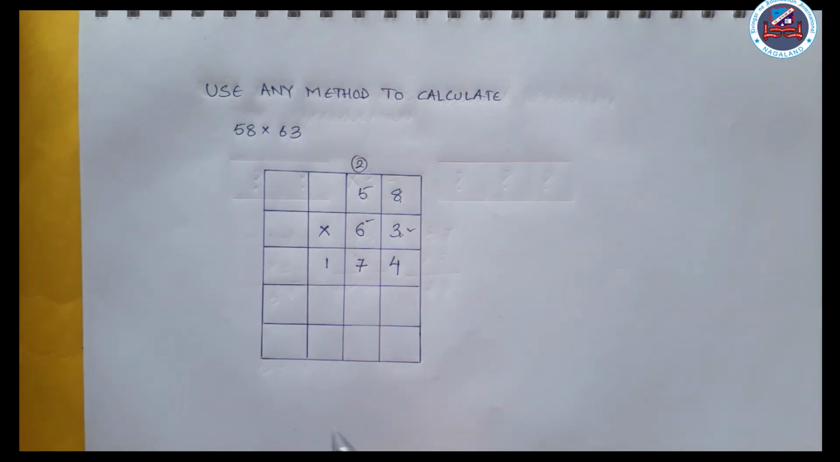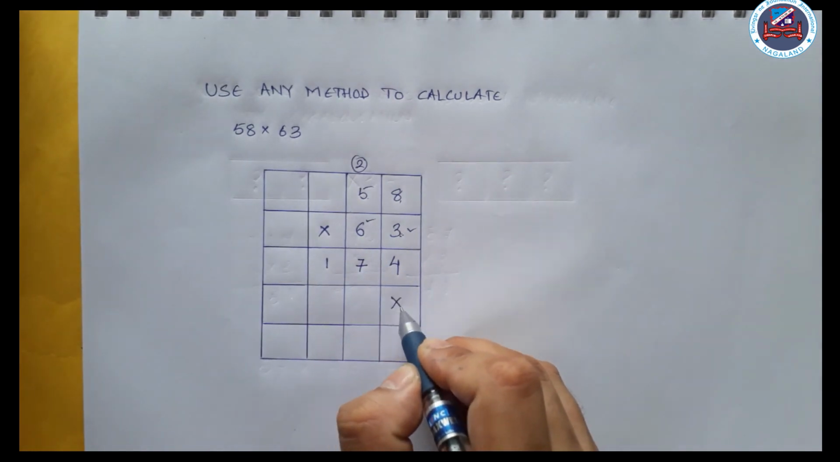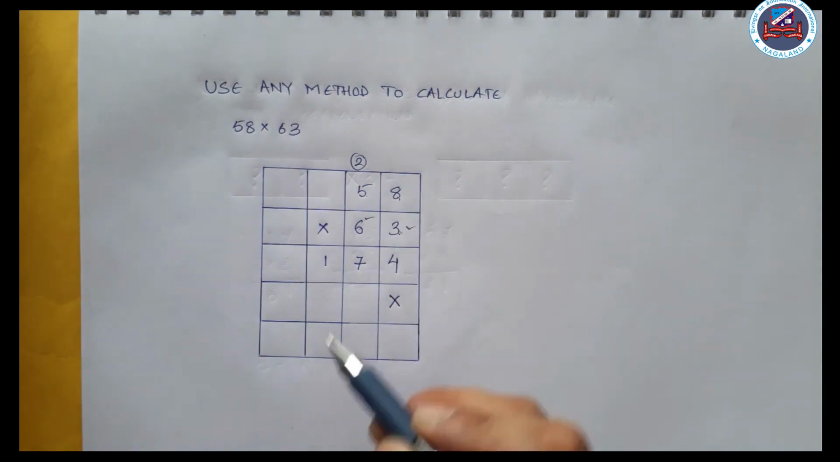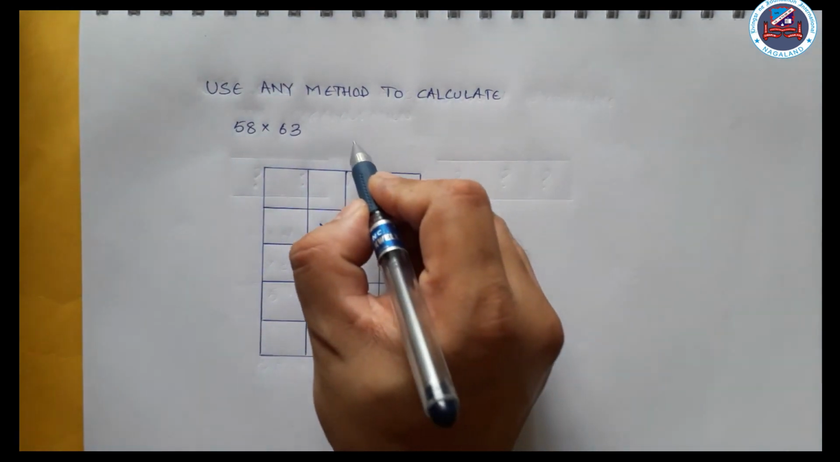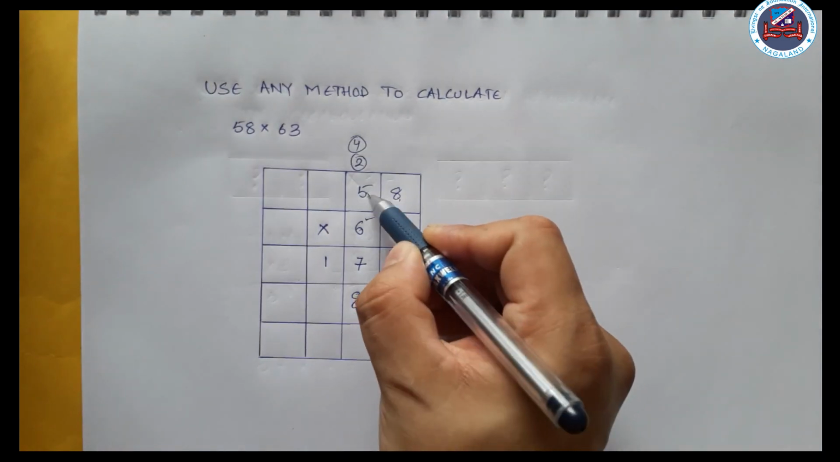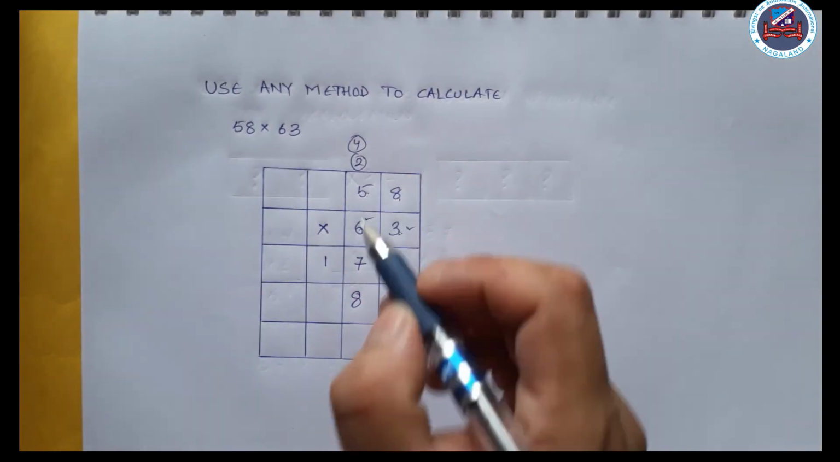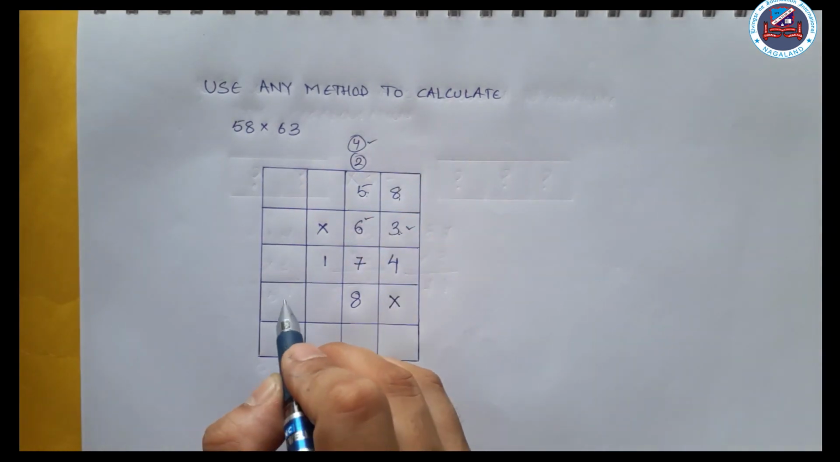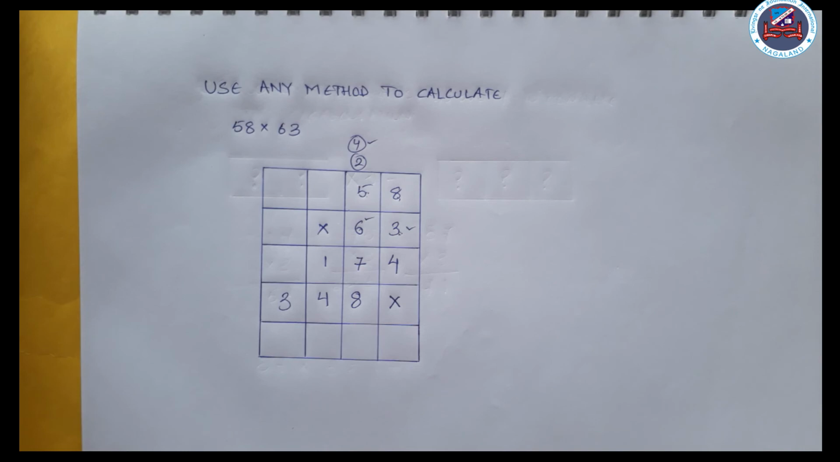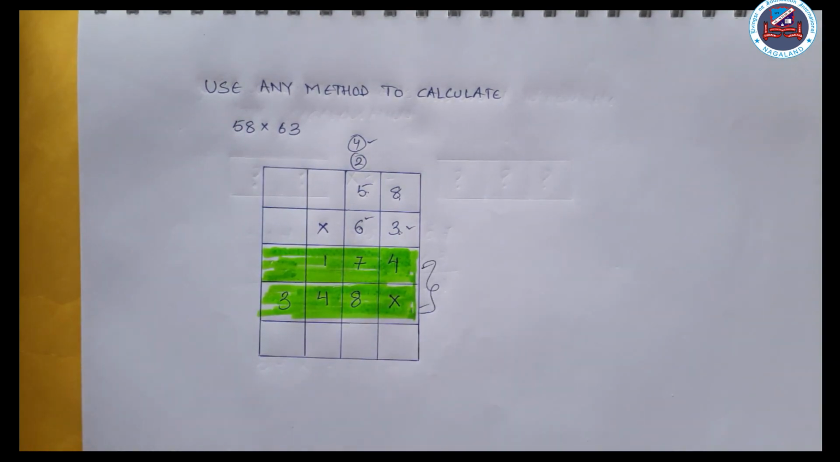Now before you do that, you add one cross here. Now 6 into 8. 6 into 8 is 48. 6 into 5 is 30. Now plus 4, 34. Now this and this you have to add.